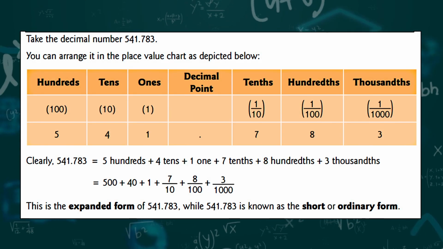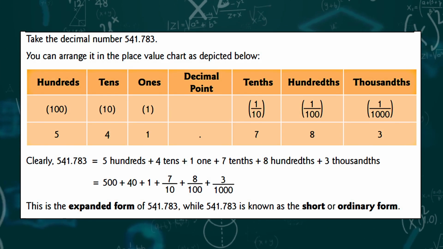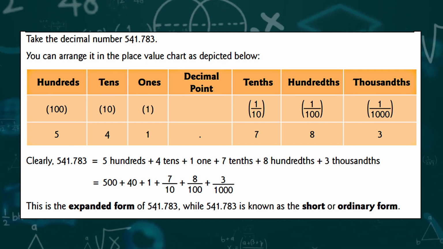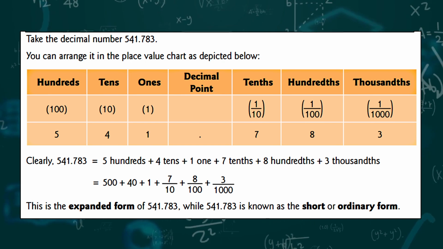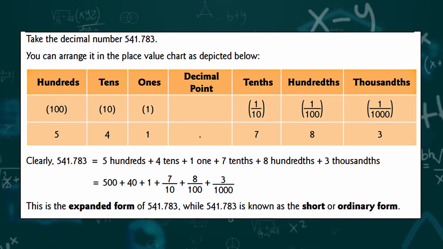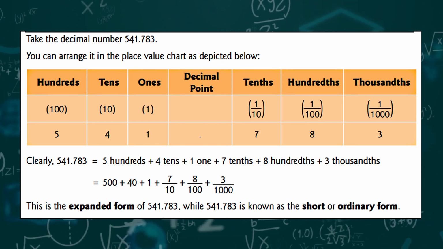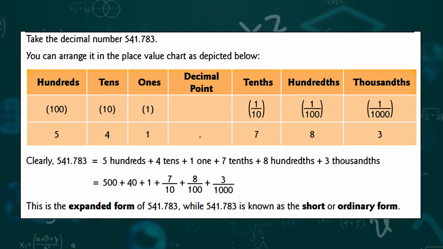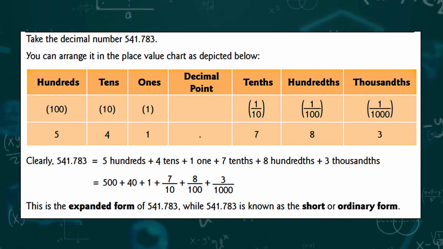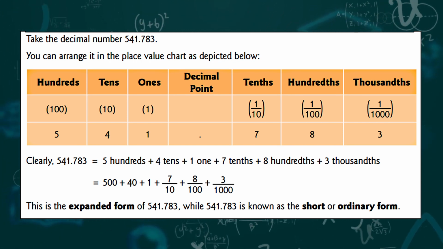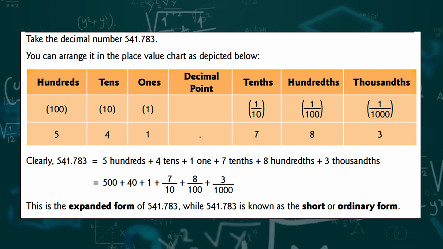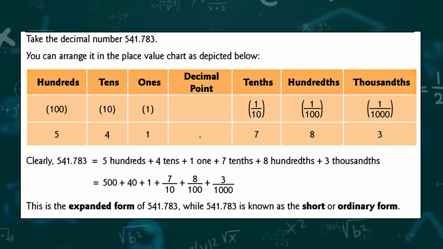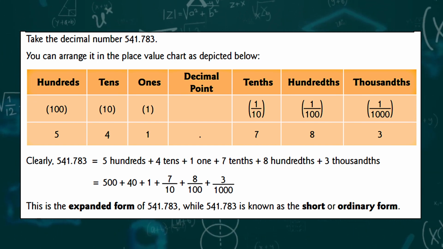Take the decimal number 541.783. You can arrange it in the place value chart as depicted below. Clearly, 541.783 is equal to 5 hundreds plus 4 tens plus 1 one plus 7 tenths plus 8 hundredths plus 3 thousandths, which is equal to 500 plus 40 plus 1 plus 7 by 10 plus 8 by 100 plus 3 by 1000. This is the expanded form of 541.783, while 541.783 is known as the short or ordinary form.